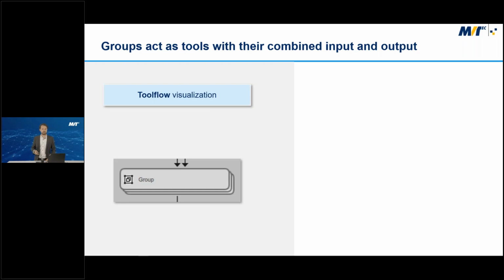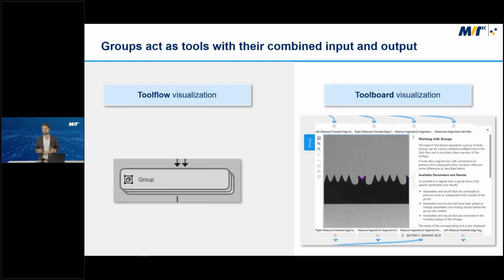So the way they present in the tool flow visualization, a group appears like a stack of tools, and in the tool board, it creates like a virtual tool, which has all the inputs and outputs of the sum of all tools inside the group. So you can still, from the outside, interface with this group as you would with a normal tool. So I think that's quite a neat solution.